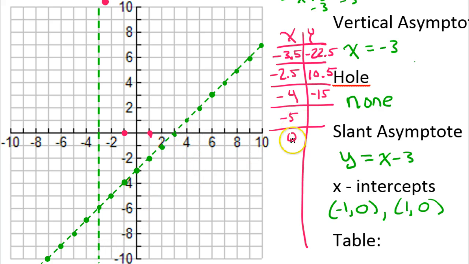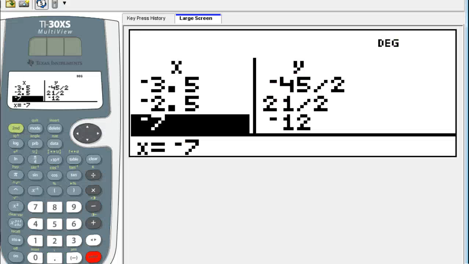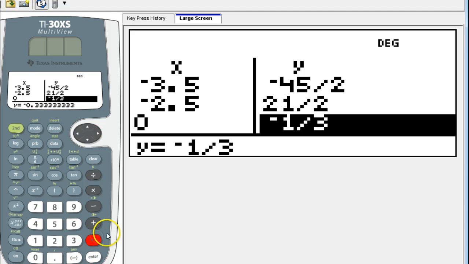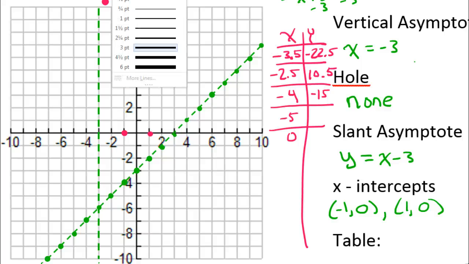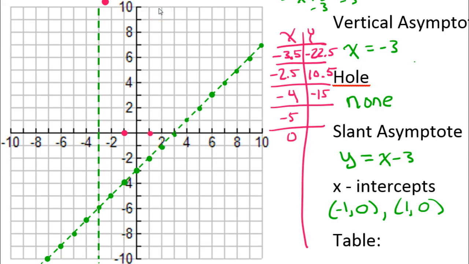But I also wanted 0, didn't I? So I'm going to put in 0 and see what happens. 0 is negative 1/3, and I know that's negative 0.3 repeating. That's just a bit below the line. So that gives me an idea.